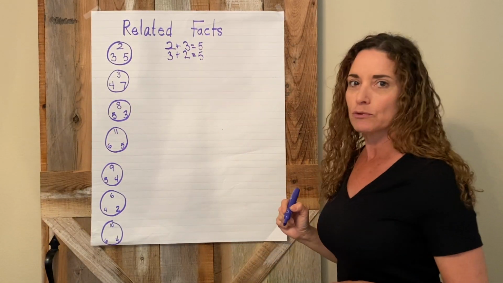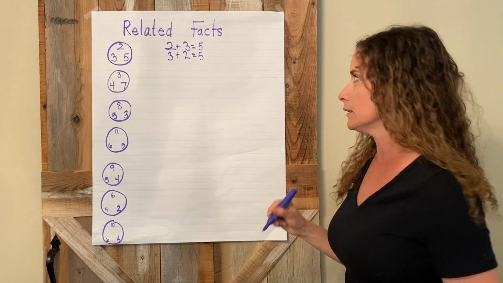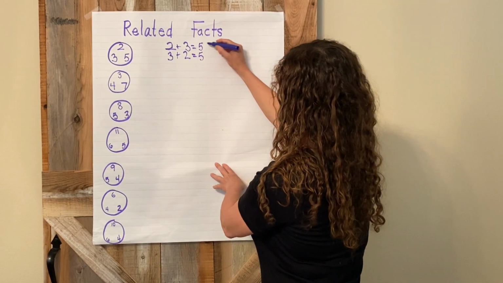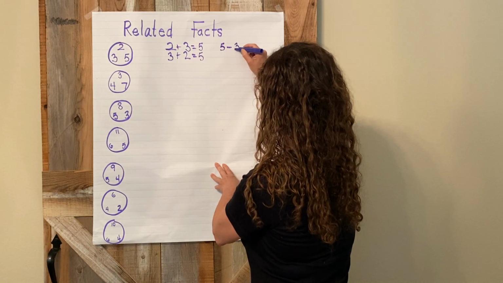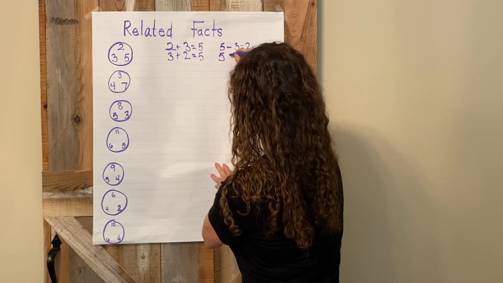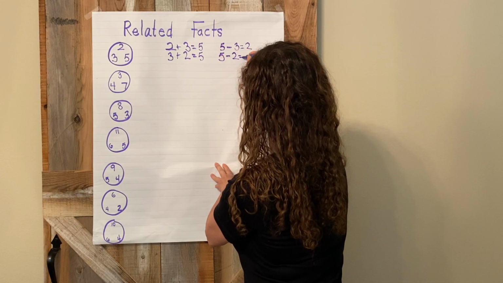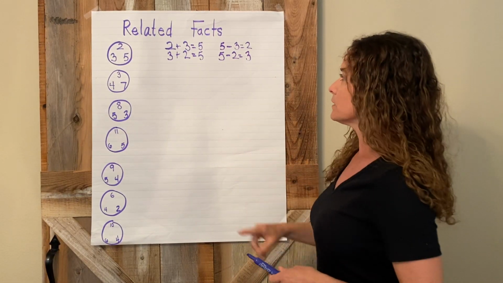Now, when you're doing the subtraction related fact, you need to use the biggest number first both times. So the biggest number is 5. 5 take away 3 equals 2. And 5 take away 2 equals 3. Okay? They all have the same three numbers.